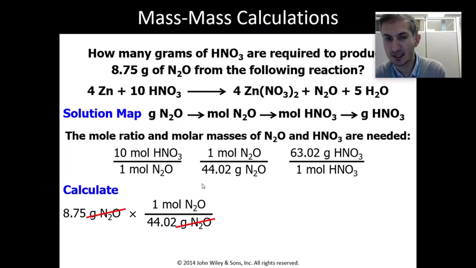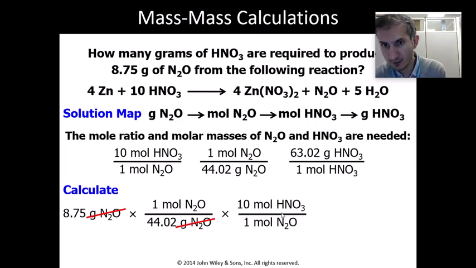Next conversion factor: we are going to convert moles of N2O, moles of this substance, to moles of another substance. The only way we can do that is to look at the balanced equation. I am going to write moles N2O on the bottom and moles HNO3 on the top. The numbers here come from the balanced equation: 10 moles for HNO3 and 1 mole for N2O. So this is the mole ratio. Whenever we convert one substance to another, we use the mole ratio. So mole and mole cancel out. Right now I have moles of this compound, and I'm going to convert to moles of another one.